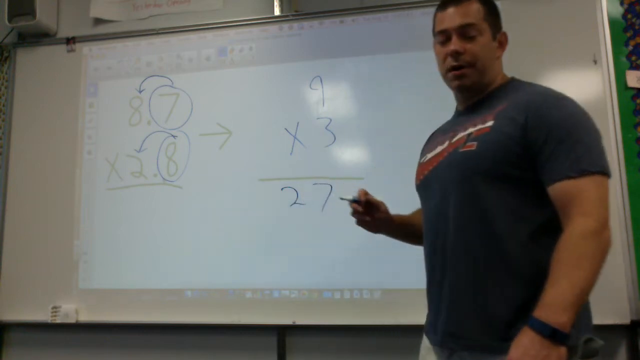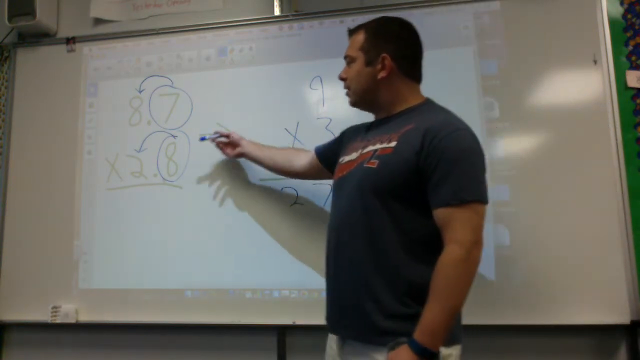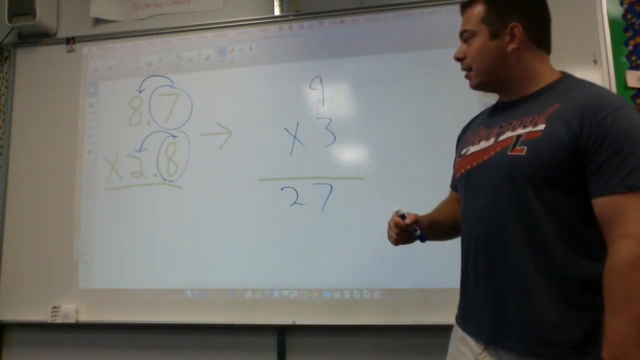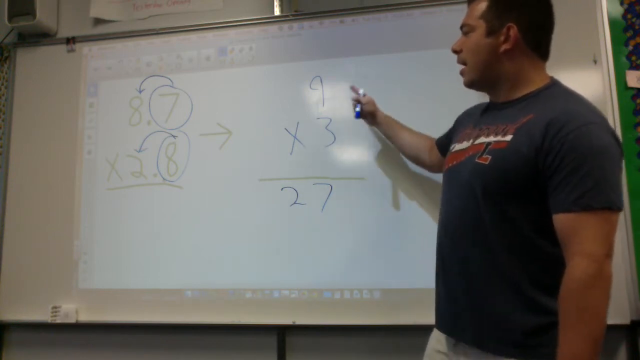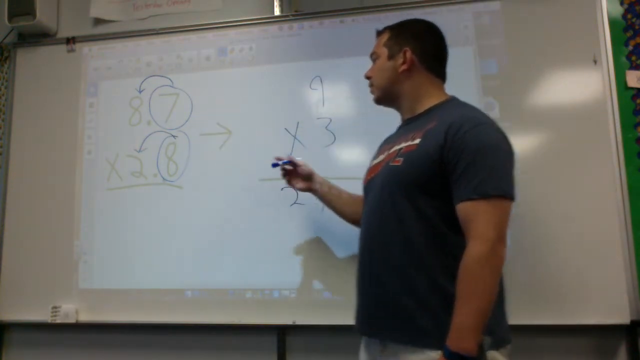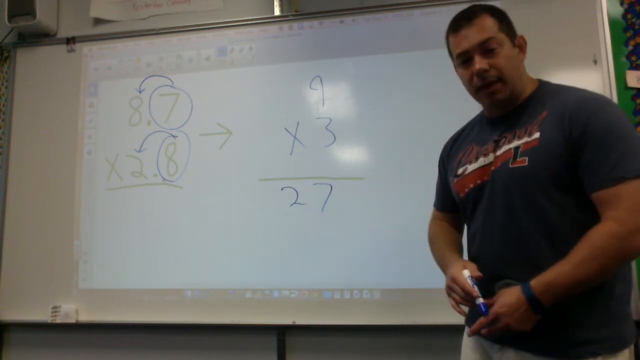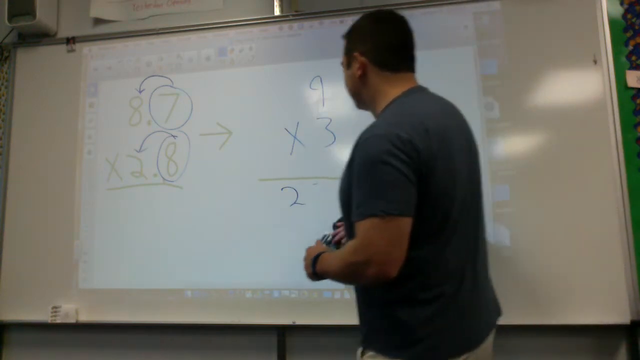You guys are so smart. Alright, so of course the real answer would not be 27. It'd be a little bit higher, or a little bit lower actually, because these two numbers are higher than those two numbers. So my actual answer would be probably 26 point something. But this is a really good estimate because of my rounding.